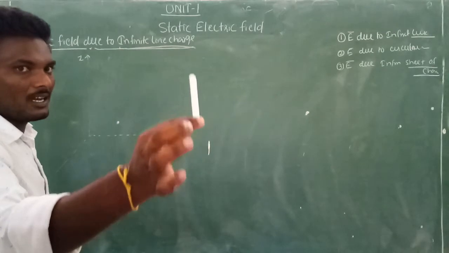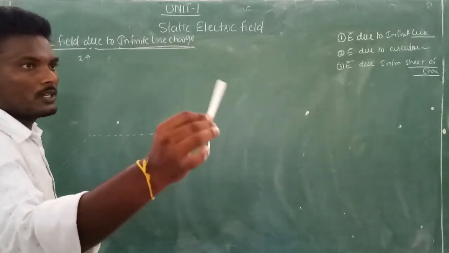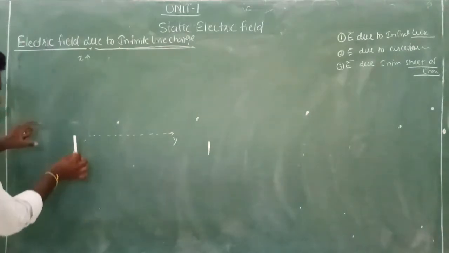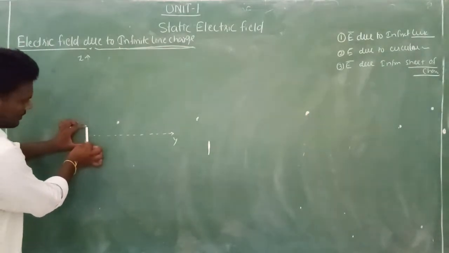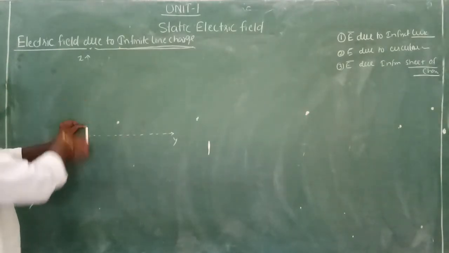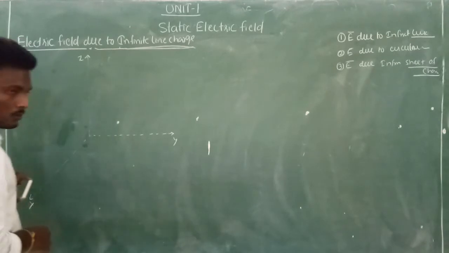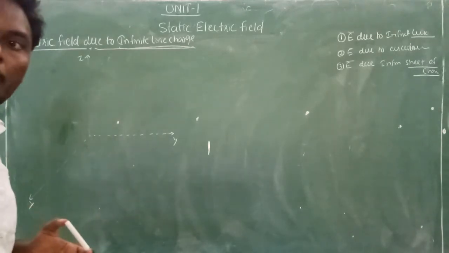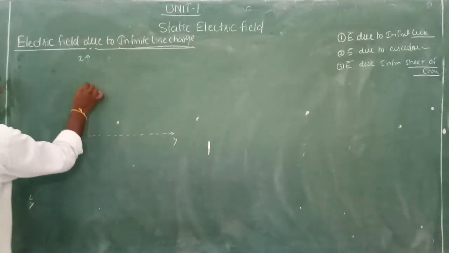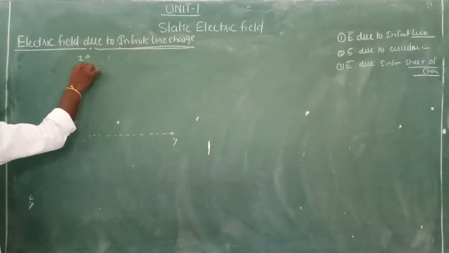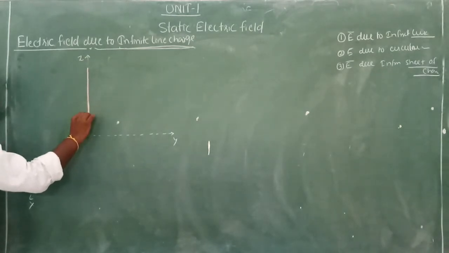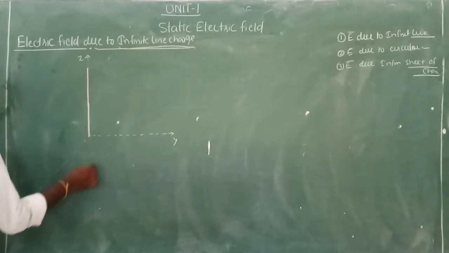Infinite line charge means the charge is uniformly distributed along a straight line; we should imagine that. If I place my infinite line charge like this, such that half of the distance is on the positive z-axis and the remaining half on the negative z-axis, then what will happen? First of all, I am drawing the infinite line charge on the z-axis like this. This is my infinite line charge. See, half of the distance.